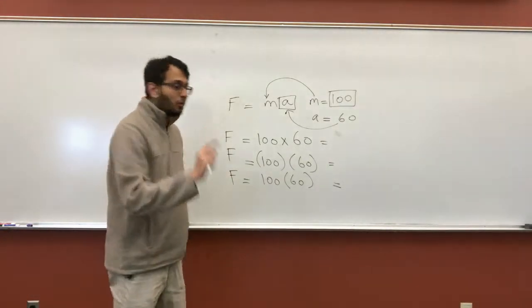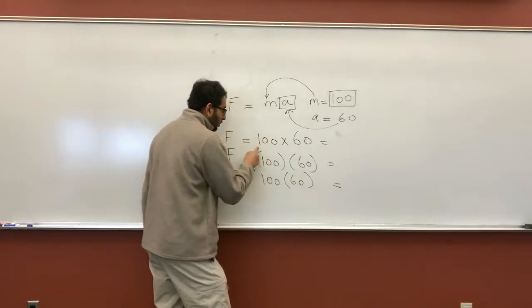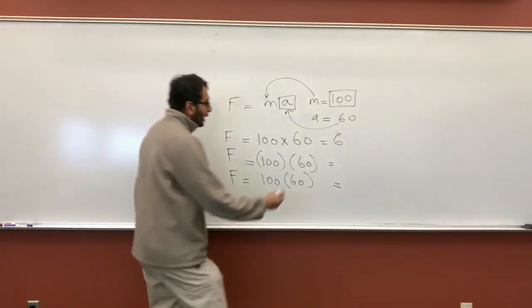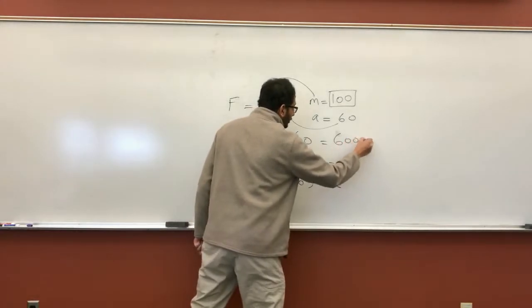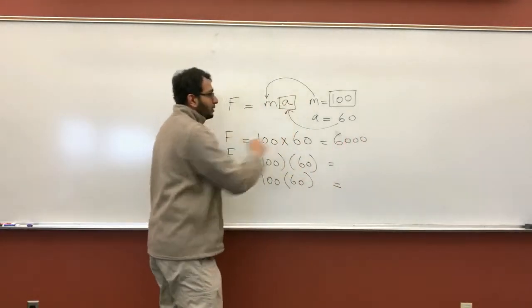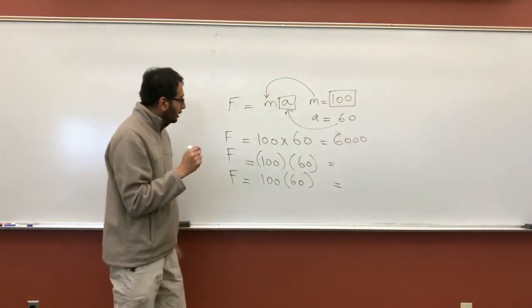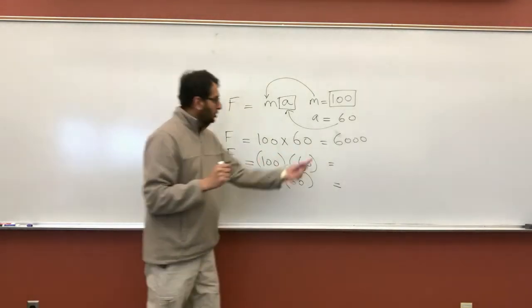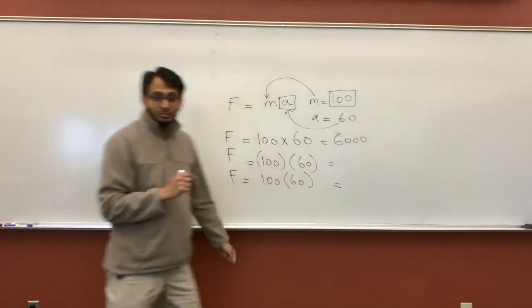Multiply 6 by 1. 6 times 1. What do you have? 6. And now you write down as many zeros after 6 as there are in the original problem. The original problem had 1, 2, 3 zeros. So I wrote 3 zeros out.